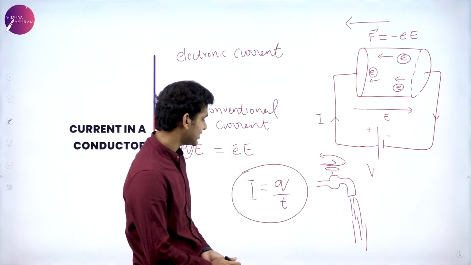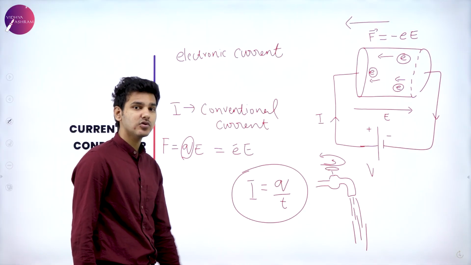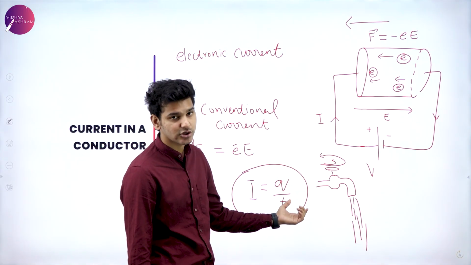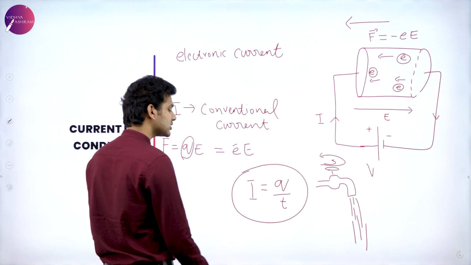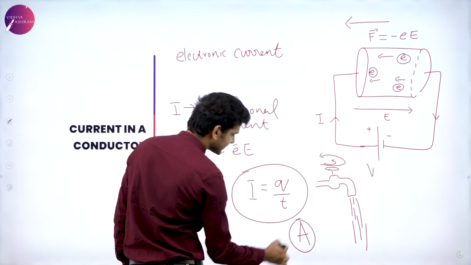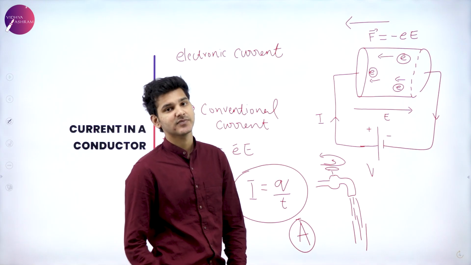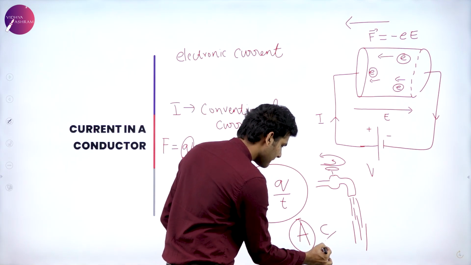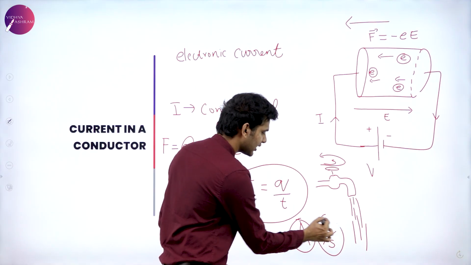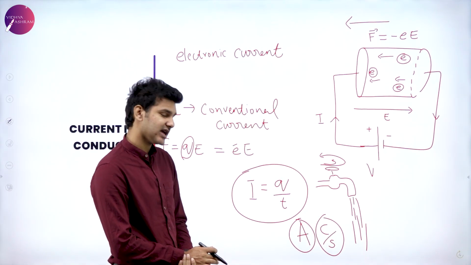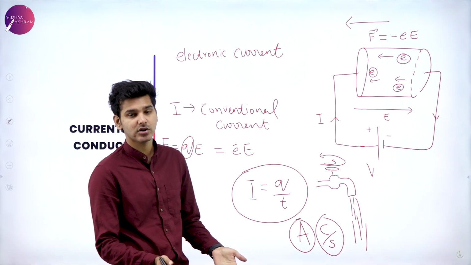We can just generally say that current is the flow of charges per unit time, and that is denoted by I is equal to Q by T. The unit of electric current is denoted by A, that is, the SI unit is amperes, or you can also write it as coulomb per second. Both are right. You can choose any of the SI units, but the general standard notation is amperes for current.